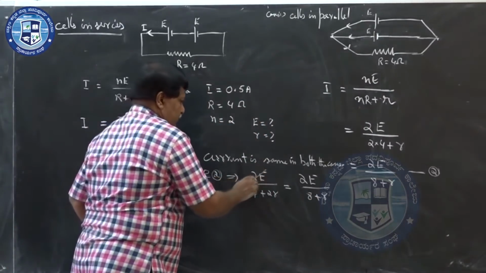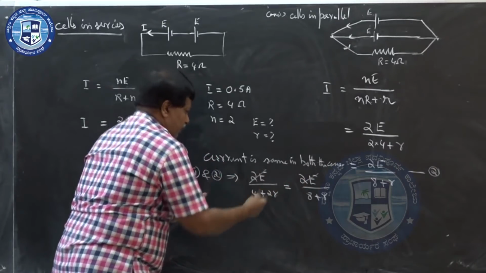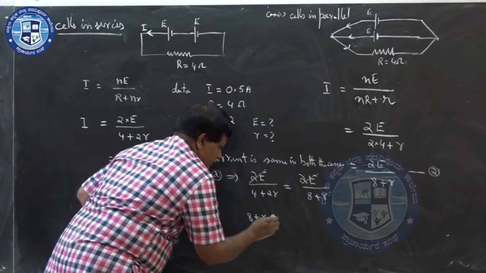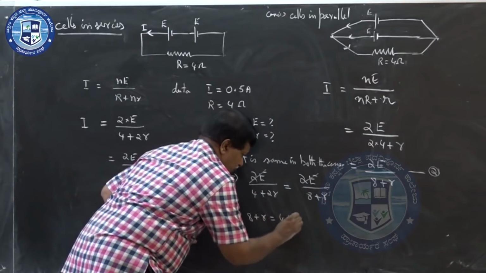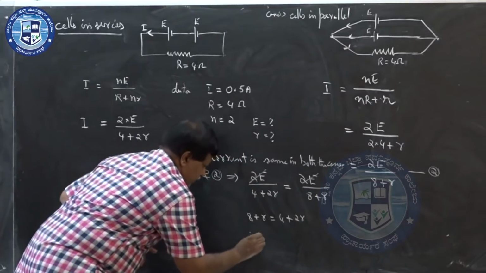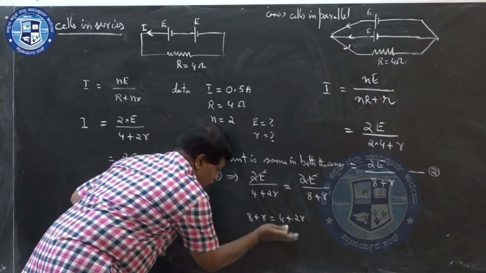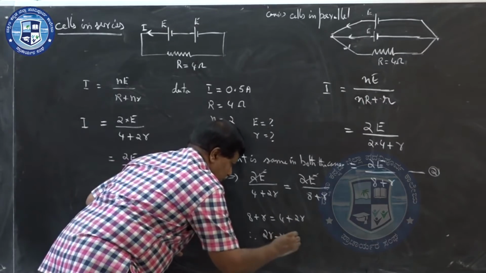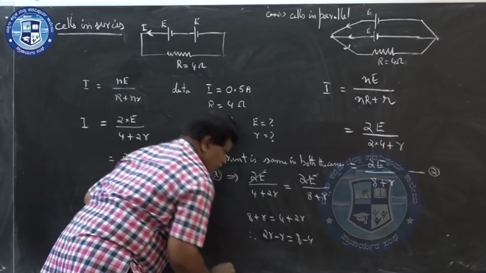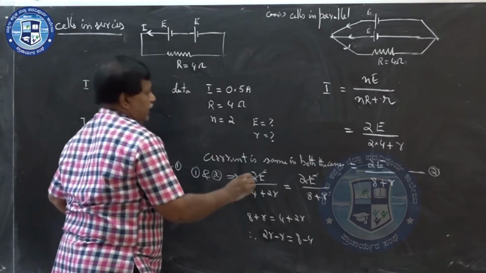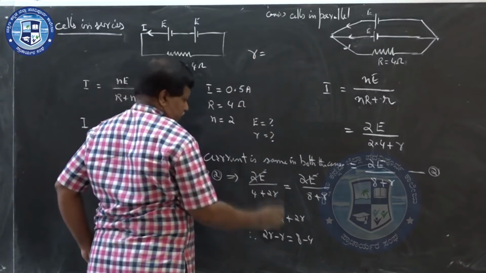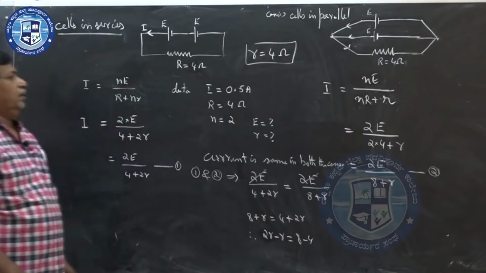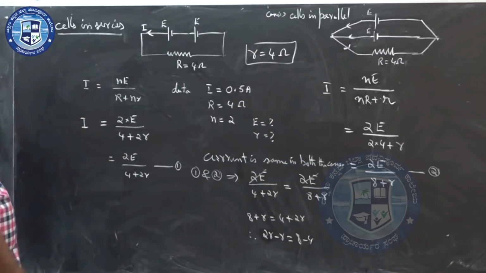Now, this 2E cancels. If you cross multiply, you are going to get 8 plus r equal to 4 plus 2r. Therefore, 2r minus r equal to 8 minus 4. Therefore, we get internal resistance r equal to 4 ohm. So, one part is over.